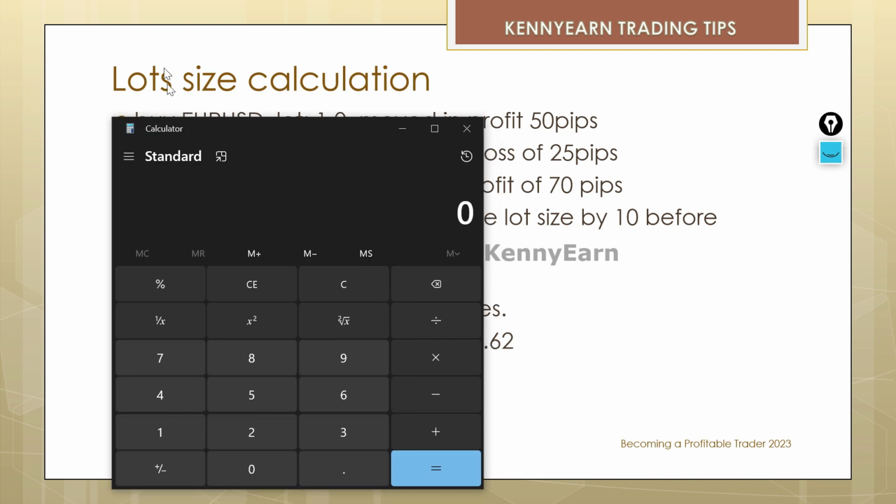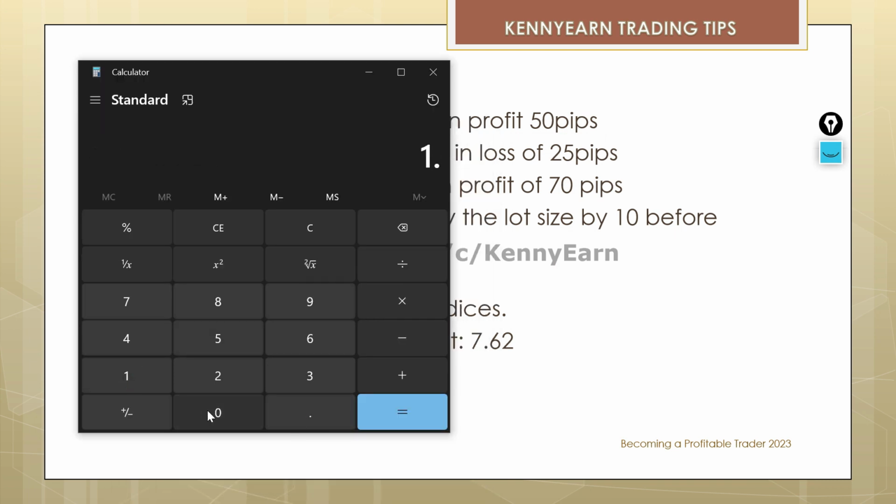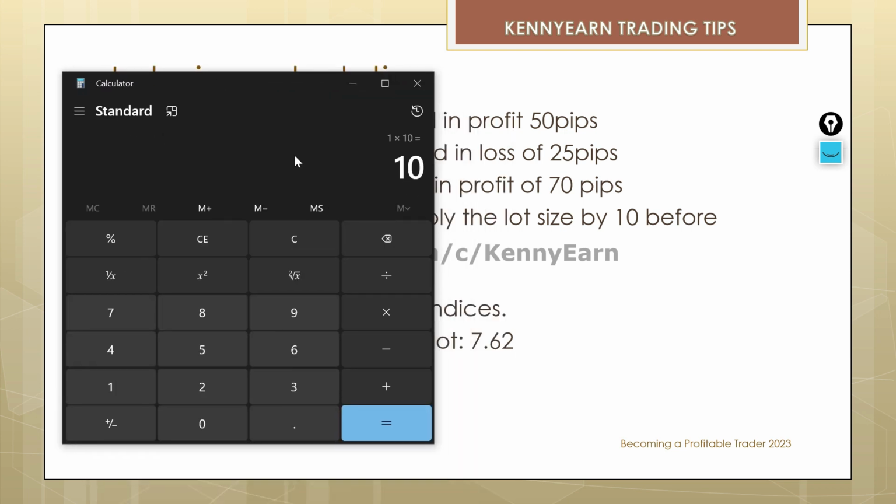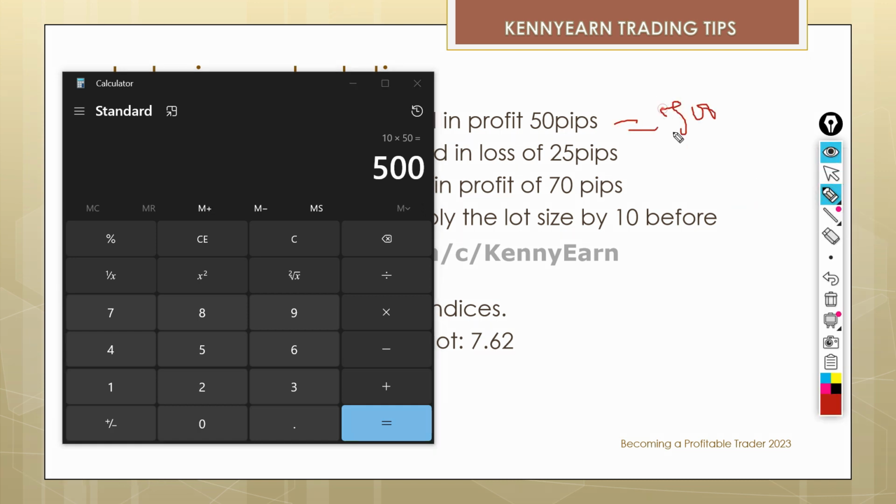So what that means is that 1.0 times 10, I'm going to get the units of the lot, and then I'm going to multiply it by the pips. So that means I made $500 out of that trade. If I should buy EURJPY with 1 standard lot, I'm going to make $500. That is just how it works. That is why I said I'm just showing you the major thing you need to know.